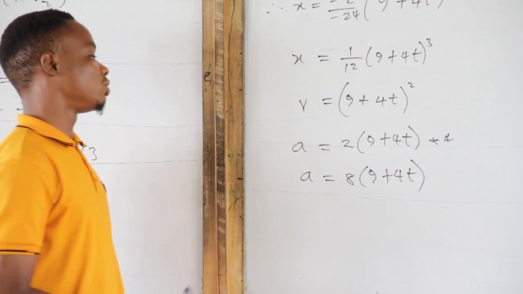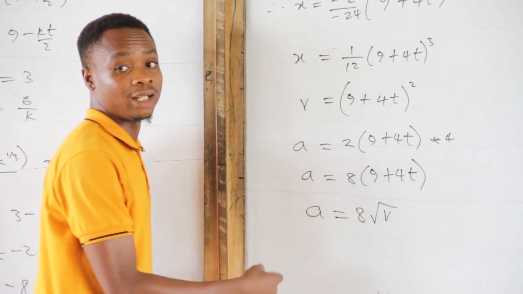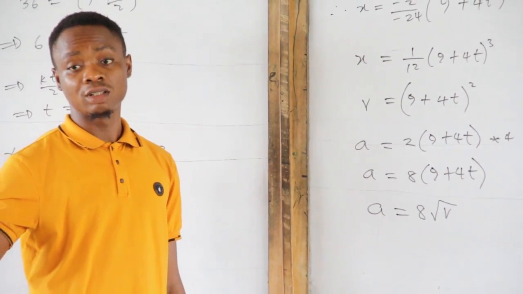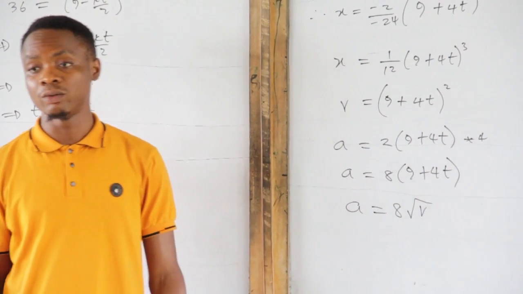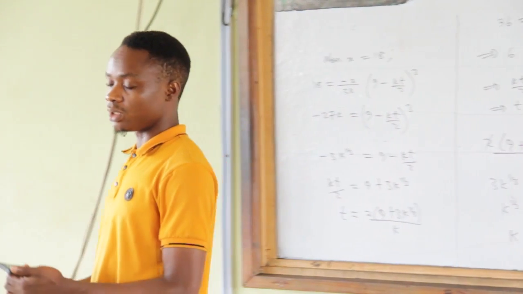9 plus 40 is square root of v. That means a will be equal to 8 root v. Does it make sense? Which is the same thing as k root v that we're given. Does it make sense to you? That confirms that what we've done is okay. So, you can now solve the problem.